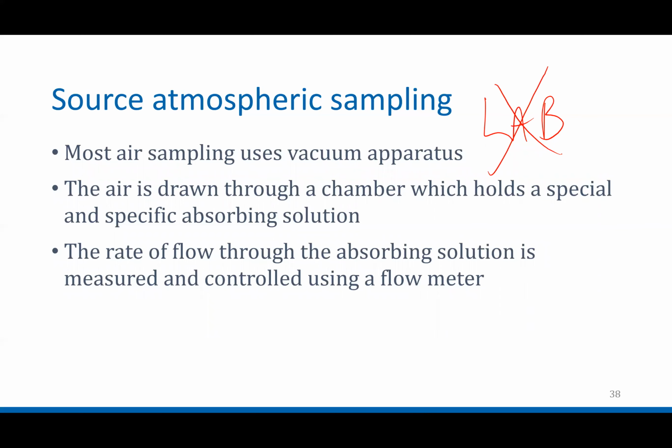Sampling gases is a little different than sampling water. With water, I showed you how to collect a water sample in a bottle. Sampling air, how do you collect air in a bottle? Typically, we use a vacuum, which is what the lab would have been. We have small pumps that create a vacuum and draw the air into a chamber, and the chamber holds a special absorbing solution. Again, this is all the lab, and we monitor the rate of flow.